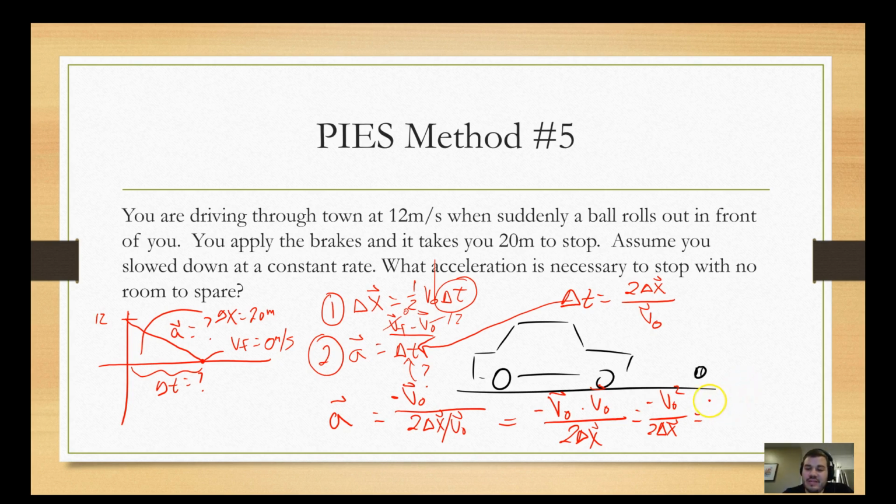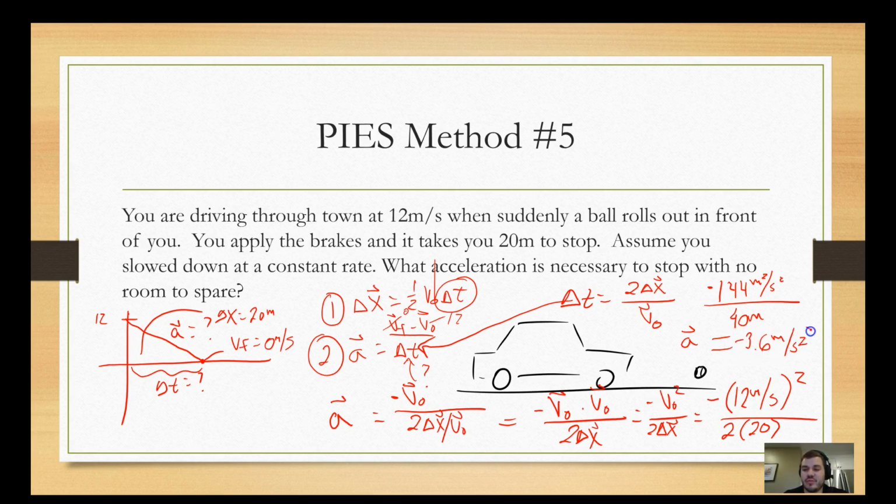All right, so we have then a negative of the 12 meters per second squared. It's important we have a negative sign because we are slowing down, right? And then 2 times 20. So we're doing 144 meters squared per second squared with a negative sign, divided by this 40 meters. And that gives us our acceleration value, negative 3.6 meters per second squared.